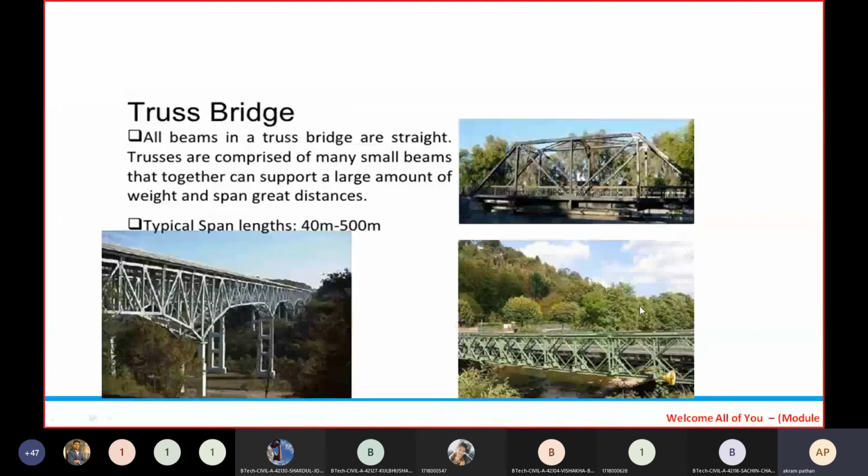Then we have another important type of bridge, the truss bridge. In the truss bridge, all the beams are straight. Trusses are made up of small beams put together and can support a large amount of weight, and thus they span greater distances. Typically, the span length of this particular truss bridge is 40 meters to 500 meters.